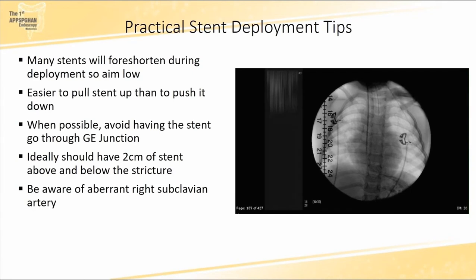To go over some practical stent deployment tips, typically many stents will foreshorten as you deploy them. So you want to deploy low or below the stricture so you can pull it up. It's always easier to pull a stent up than to push it down. When possible, avoid having the stent go through the GE junction. Ideally, you want to have 2 centimeters of stent above the stricture as well as below the stricture.